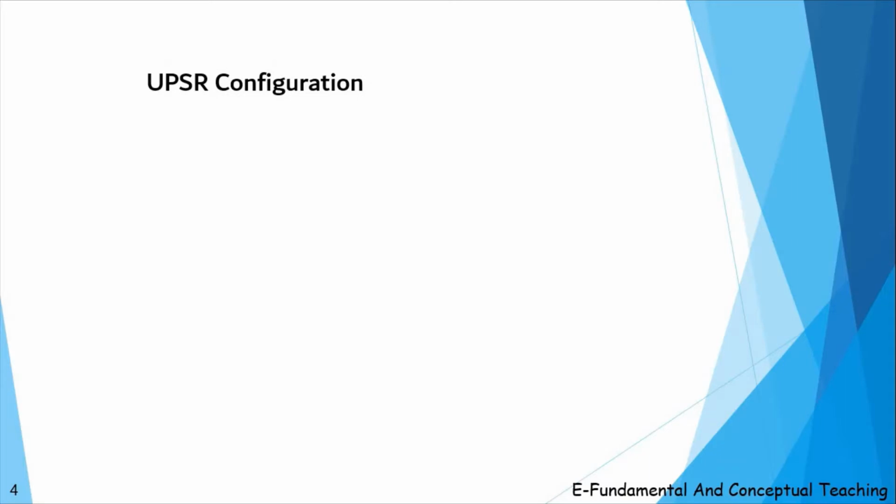UPSR configuration. UPSR stands for Unidirectional Path Switch Rings. In UPSR, the traffic is carried simultaneously on the working fiber in the clockwise direction and on the protection fiber in the anti-clockwise direction.